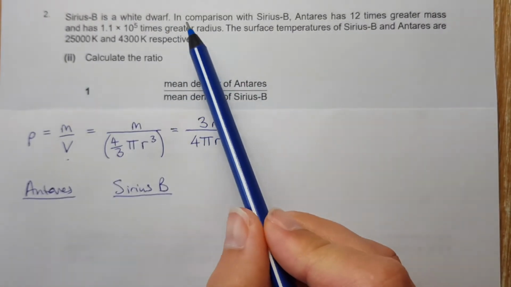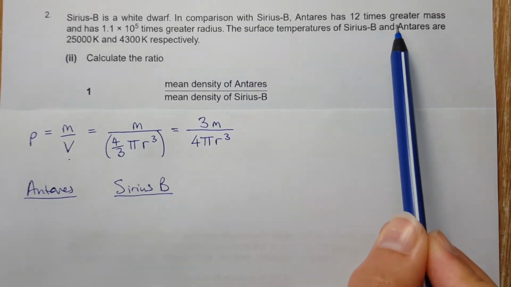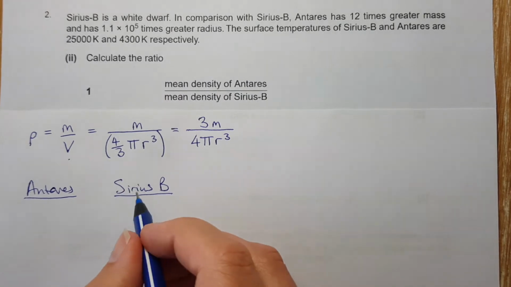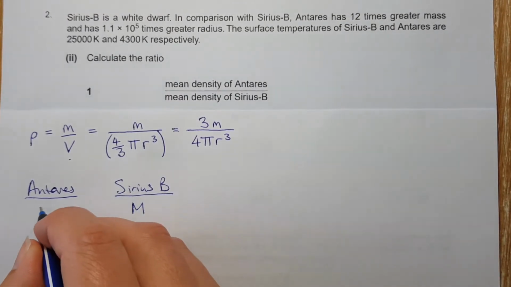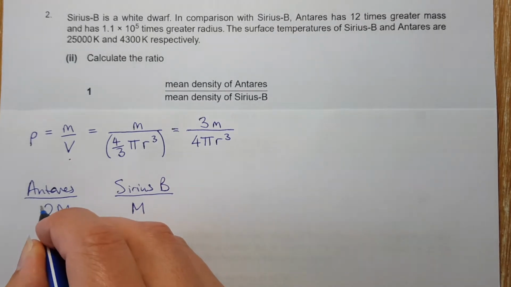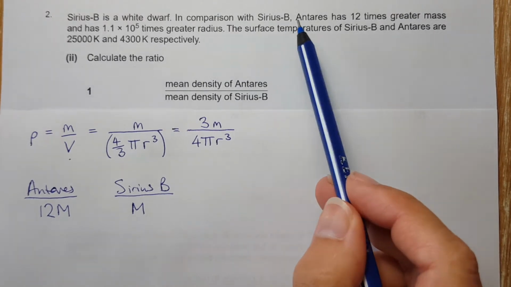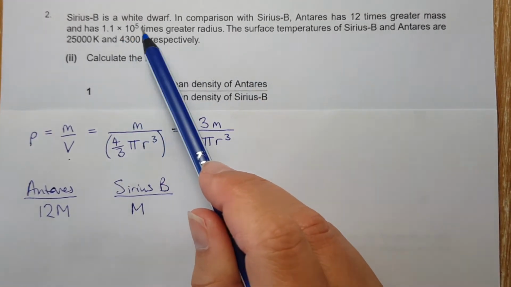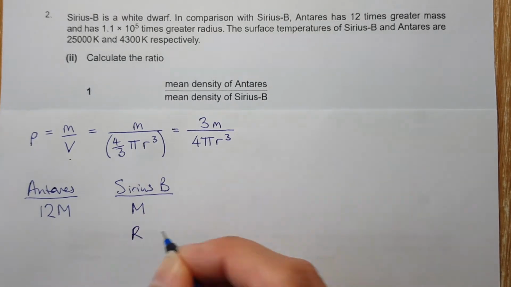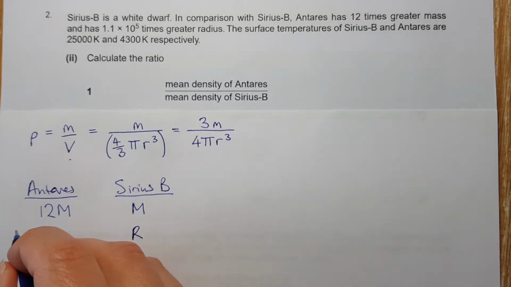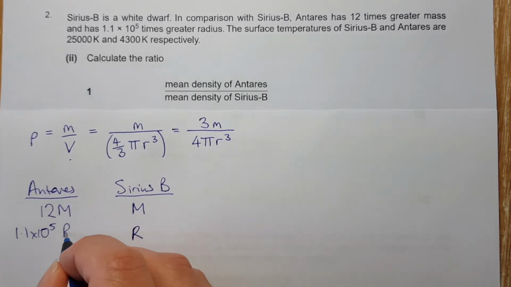Now we're told that in comparison to Sirius B, Antares has 12 times greater mass. So I'm going to say that Sirius B, its mass is m, because then Antares, its mass is 12 times m. And in comparison to Sirius B, it has 1.5 times 10 to the 5 times greater radius. So again, if I say that R is Sirius B, then Antares is 1.1 times 10 to the 5 times R.